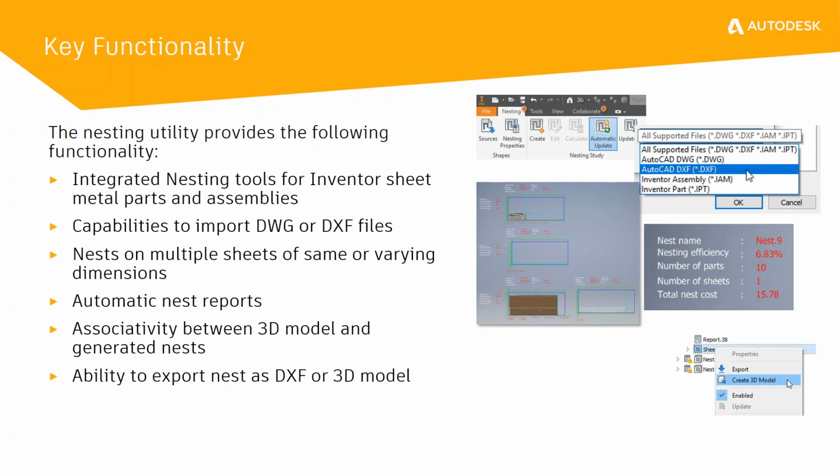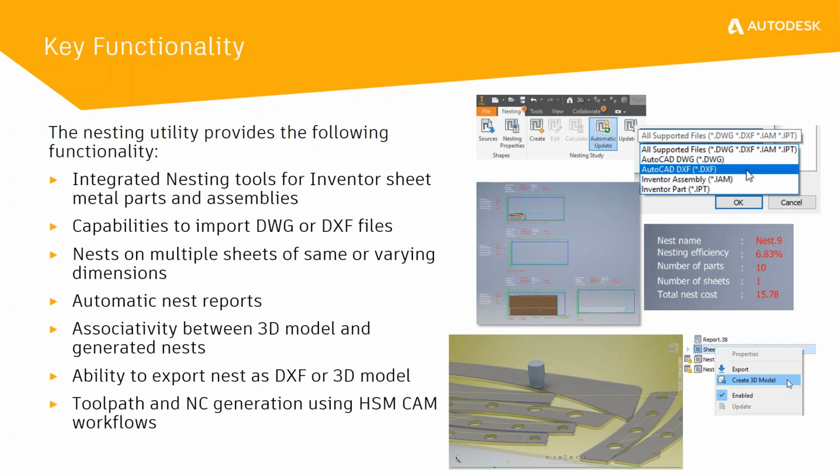We can export it as a DXF file, which could be used with a third-party machine controller to program your local machine, or you can export it as a 3D model. And the value of doing that is it means that you can actually take advantage of Inventor HSM, which comes as part of the Product Design and Manufacturing Collection, to then program your NC equipment to then automate that process even further than what you would just by integrating the nesting utility by itself.